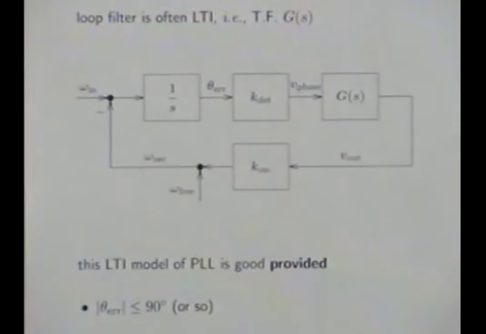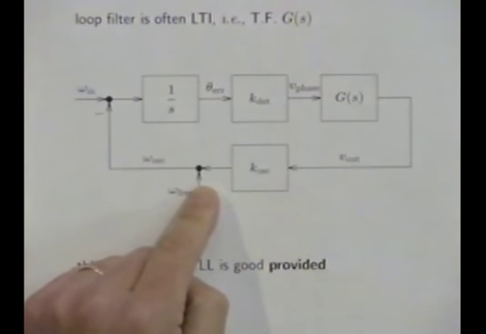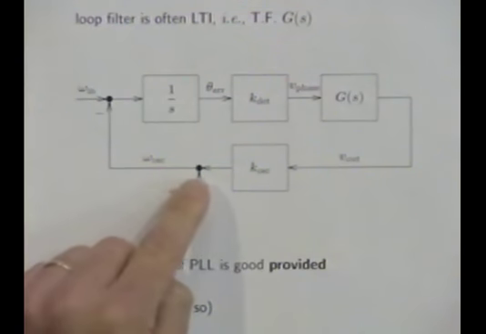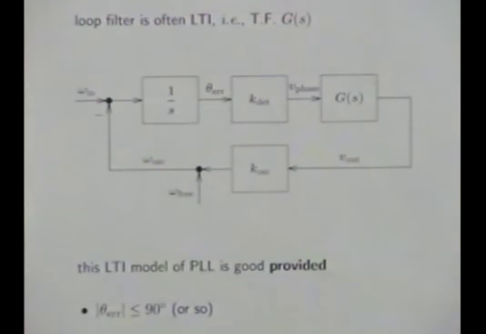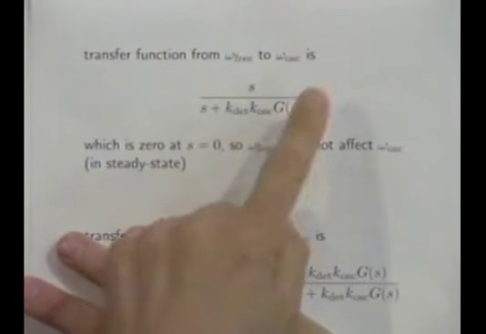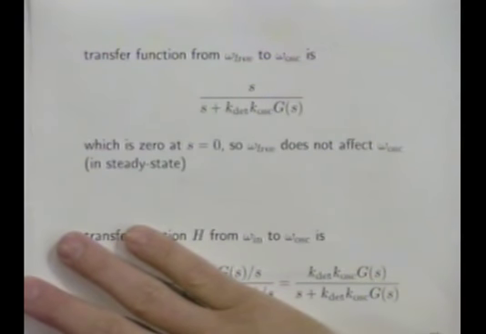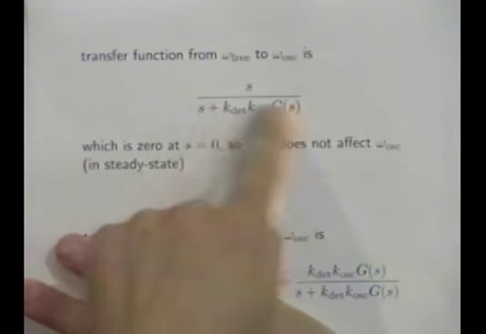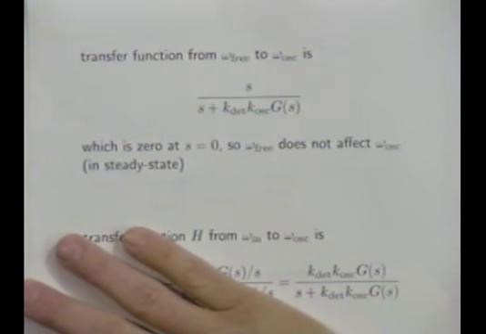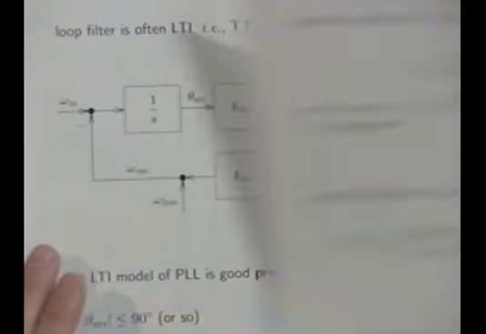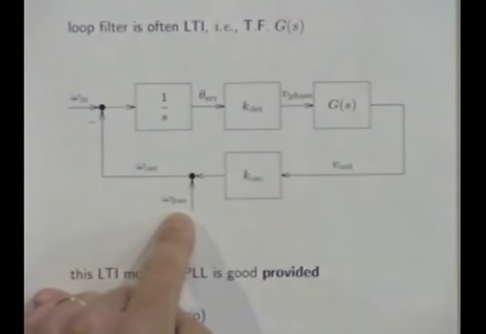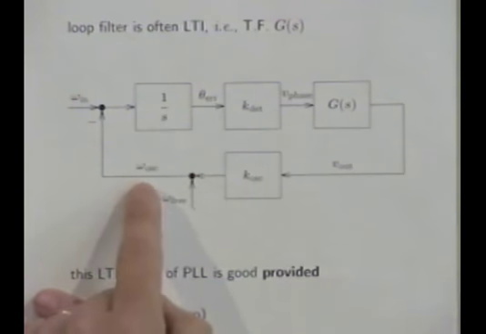First we'll calculate the transfer function from omega free to omega os. So you calculate the transfer function from here to here. That's something you can do very easily, which I won't subject you to. I did it. And the transfer function from omega free to omega os is s over s plus k det k os times g of s. Assuming that this thing is Hurwitz, in other words, its poles have negative real part, if I plug in s equals 0, this thing vanishes. And that's really interesting. It says that omega free in this model has no effect whatsoever on the oscillation frequency, which is kind of weird.